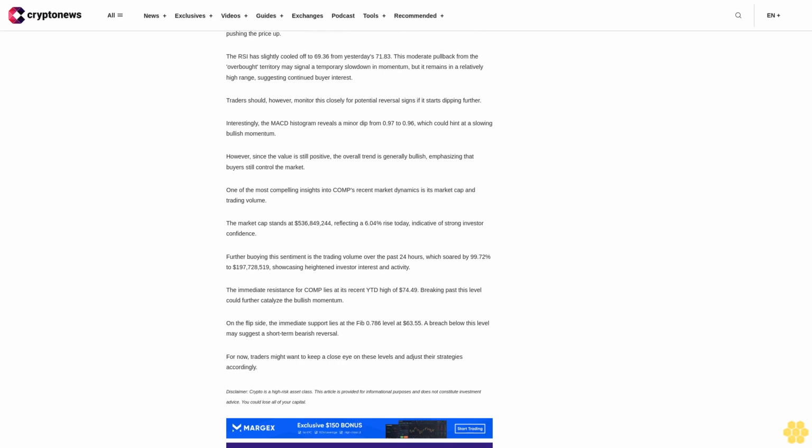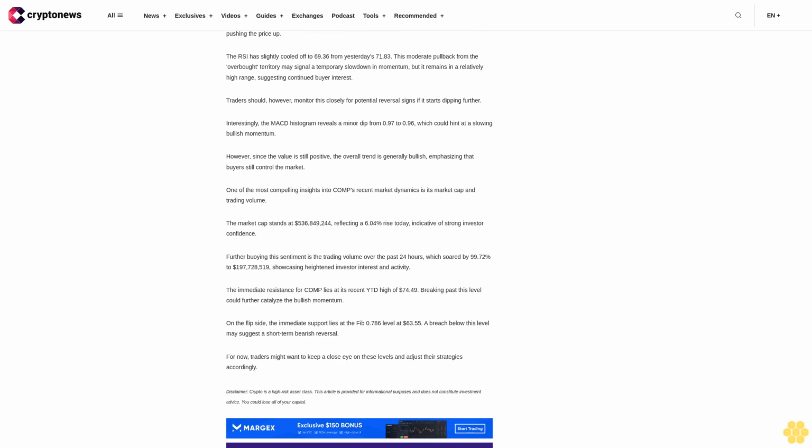One of the most compelling insights into comp recent market dynamics is its market cap and trading volume. The market cap stands at $536,849,244, reflecting a 6.04% rise today, indicative of strong investor confidence. Further buoying the sentiment is the trading volume over the past 24 hours, which soared by 99.72% to $187,728,518, showcasing heightened investor interest and activity.